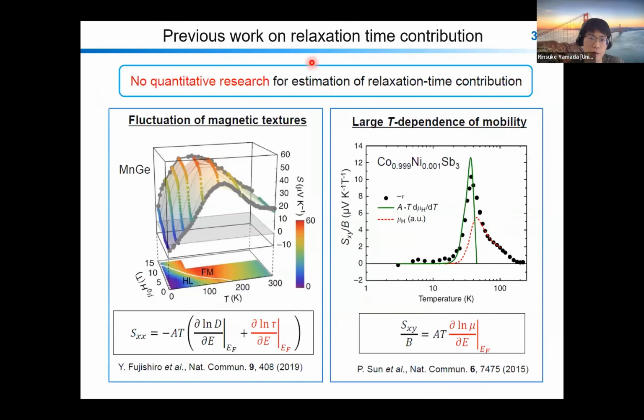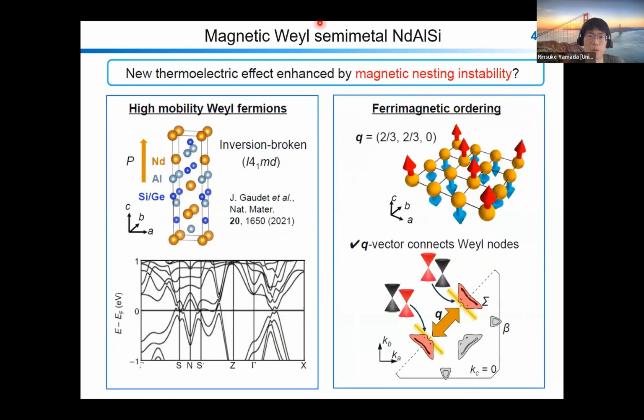There are several previous reports on this relaxation time contribution to the Seebeck or Nernst effect. One example is that the fluctuation of topological magnetic textures can create such a tau effect. There is also other work on semiconductors. However, there has been no quantitative research on this relaxation time contribution. So in this work, we focused on the magnetic Weyl semimetal neodymium aluminum silicide.